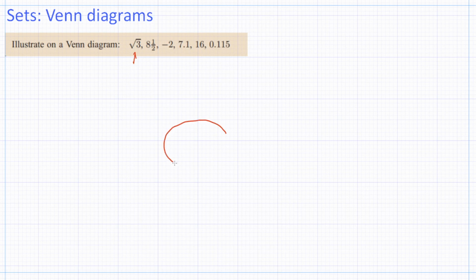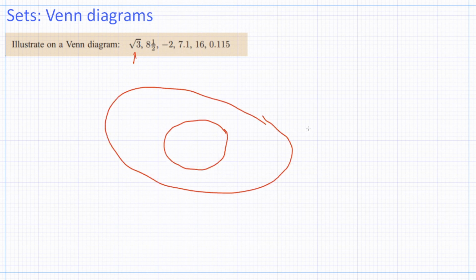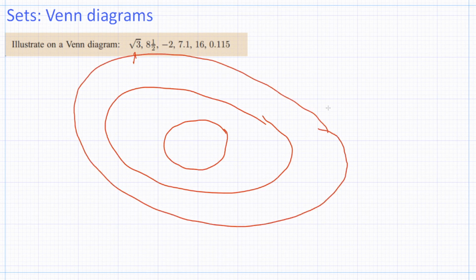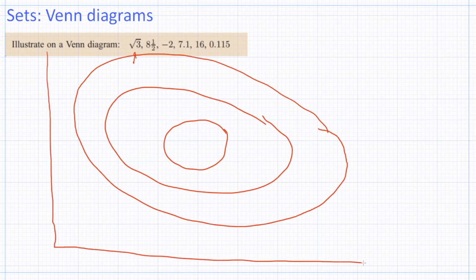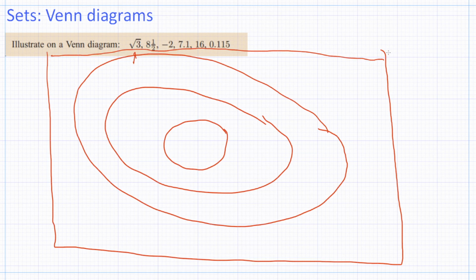So first thing, let's just draw some sets. Now, as I told you before, there will be times when those will not be circles, right? And there you go. Awful sets, but they will suffice.